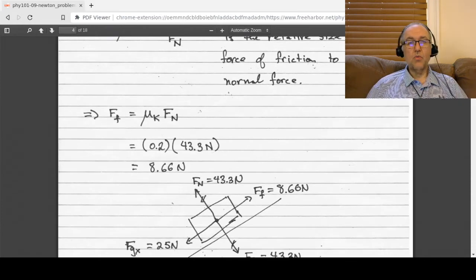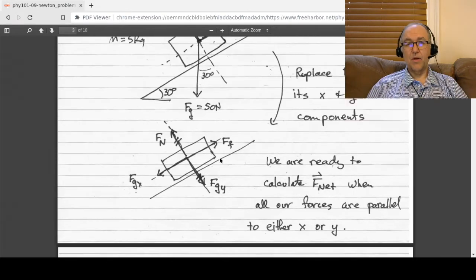All right, so rearranging that formula, because we're trying to solve for FF, FF is going to be equal to mu k times Fn. We just determined that Fn was 43.3 newtons, multiply that by 0.2, and you find that the force of friction is 8.66 newtons. So again, if I were doing this interactively, I would go back to this and write in the value there, there, there, and there, and then I would have them all.